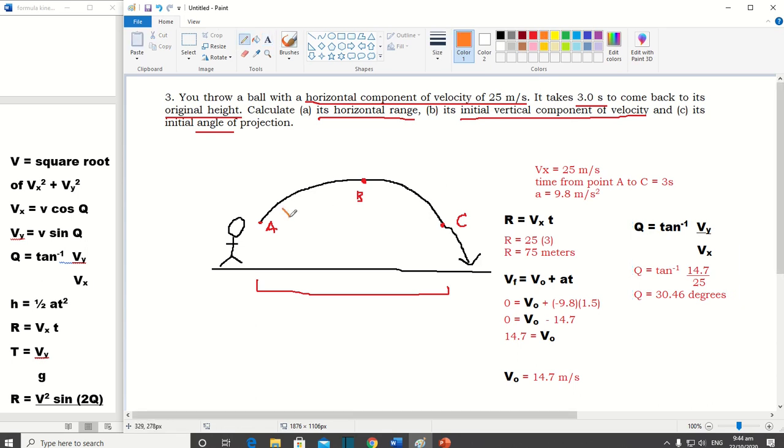Ayan. So, yung angle, since sinabi yan na initial, ang angle na tinutukoy dyan is yung angle dito sa simula. Ayan. Minsan kasi, di ba may mga worded problems na tinatanong yung angle nung bago mag-strike sa ground, ganyan. Pero dito, sinabing initial, so dito sa panimula. So, ngayon, nasolve na natin lahat ng worded problems.